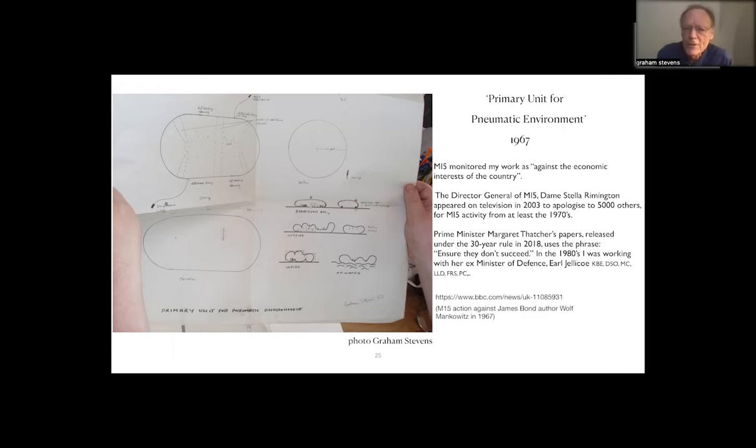The Director General of MI5, Dame Stella Rimington, came on television in 2003 to apologise to me and 5,000 others for the odd things that MI5 did during the early 70s. And this was a contemporary author, Wolf Mankowitz, who was followed also from as early as following the war. But he was certainly followed in '67. And they tried to get rid of him from the BBC, who nobly refused, as he was making good plays. But it does show that it's a very unbalanced contest. You have no idea that you're being followed.